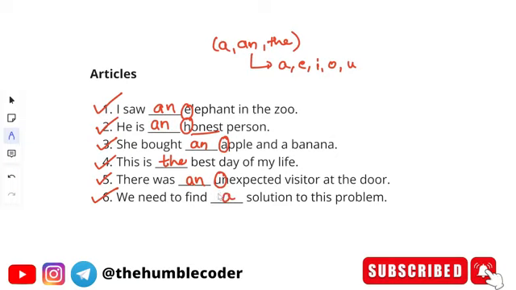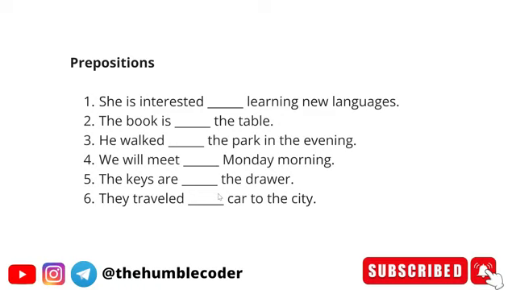I hope you have understood how you can solve questions based on articles. You just have to fill in the blanks with the correct form of articles, which is a, an, or the. Moving on to the next set of questions now.